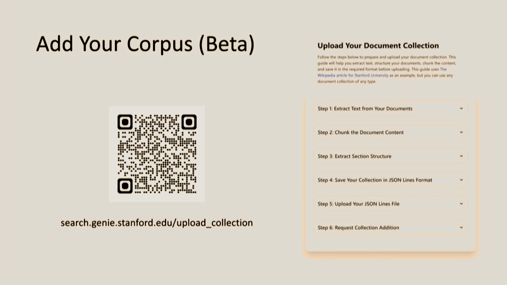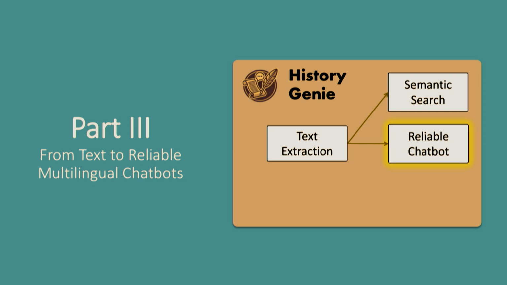So we have a hosted version of Wikipedia and Semantic Scholar. So it's a free API for researchers to use if they want to, but also we have this option of adding new documents. So now we have been able to extract text and search through it.